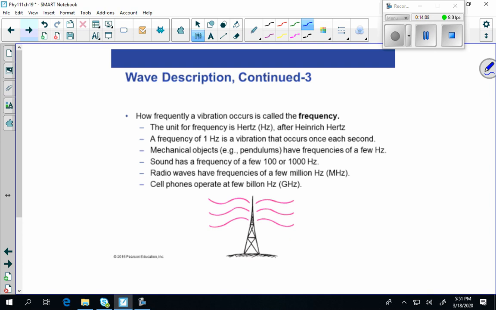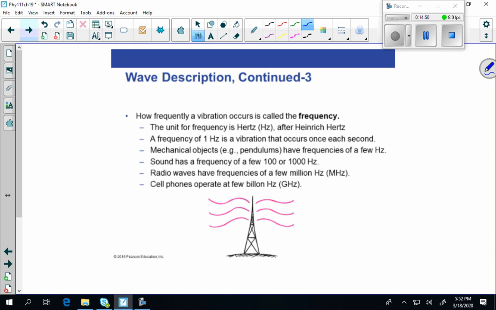So how frequently that vibration occurs is called the frequency. The unit that we use for frequency is the Hertz, and our abbreviation is Hz. It's named after Heinrich Hertz. I think he might have been some kind of radio engineer. So if I have a frequency of 1 Hertz, that means I am making 1 vibration each and every second. Things that we've been talking about, like objects that you can see and hold, like that pendulum, would have a frequency of a few hertz, meaning it would be going back and forth a few times every second.